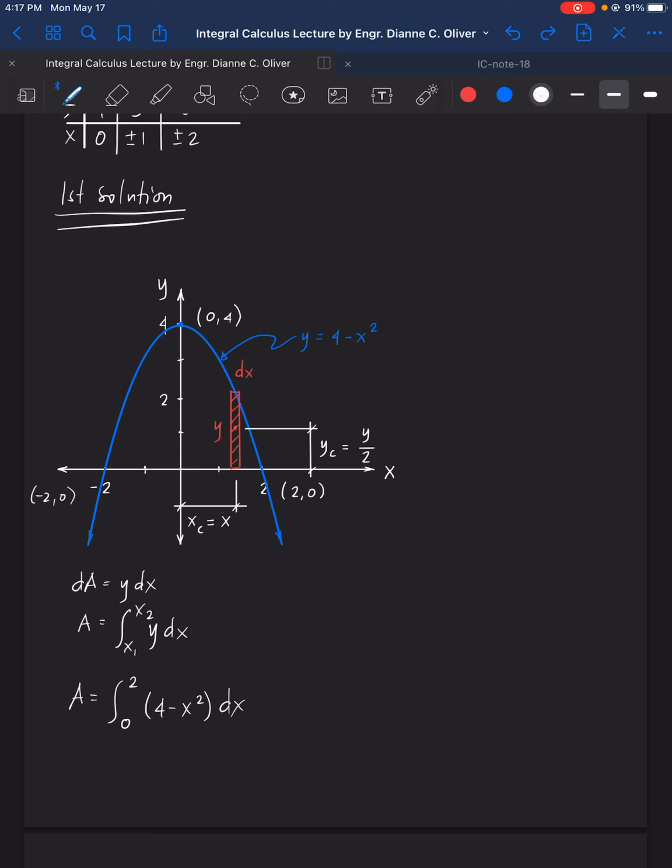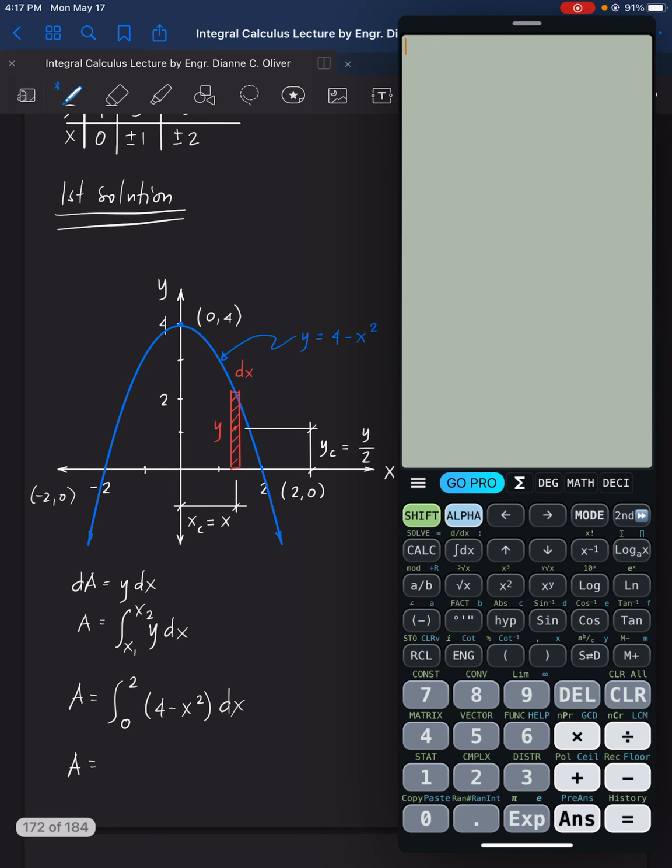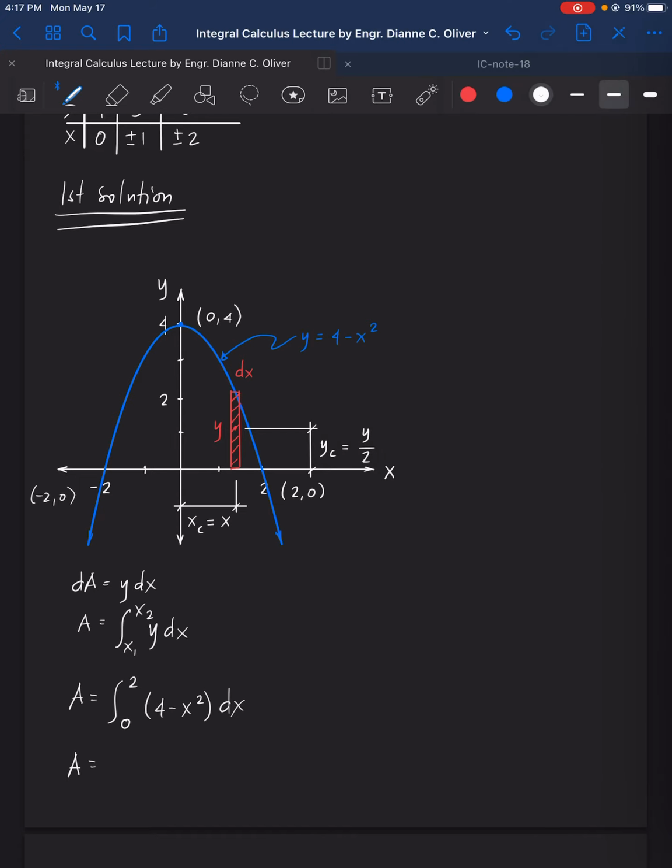Using the calculator, what is the value for A? Integral of 4 minus x squared, 0 to 2. That is 5.333, or that is 16 over 3 square units. Next, we will need to solve for the centroid.